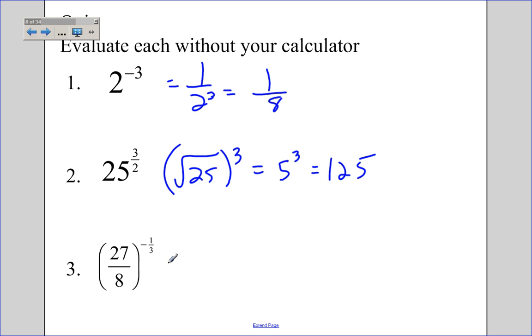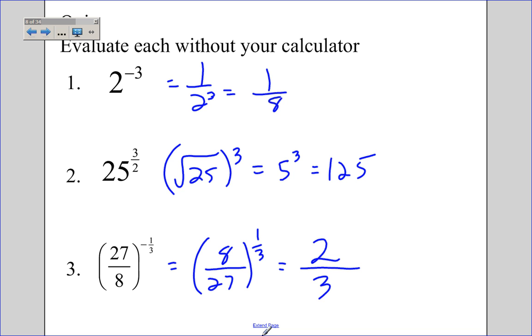27/8 to the negative 1/3. First thing that we can do is take the negative, so that flips the fraction over. And now it's just to the 1/3. Now 8 to the 1/3 is 2. 27 to the 1/3 is 3.